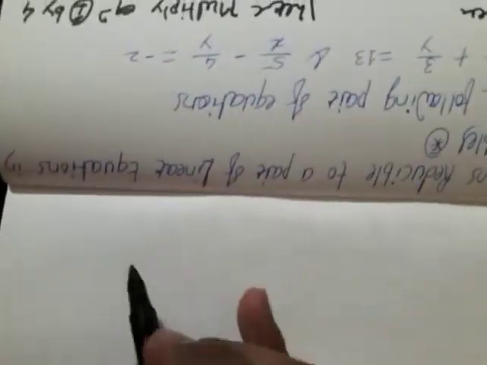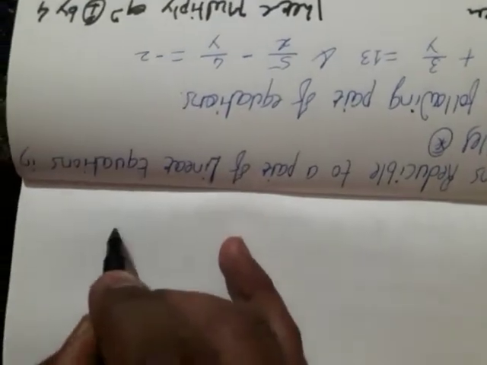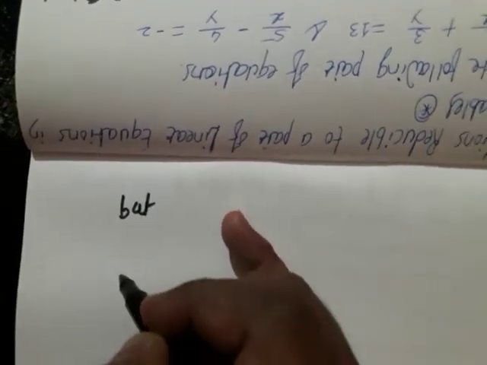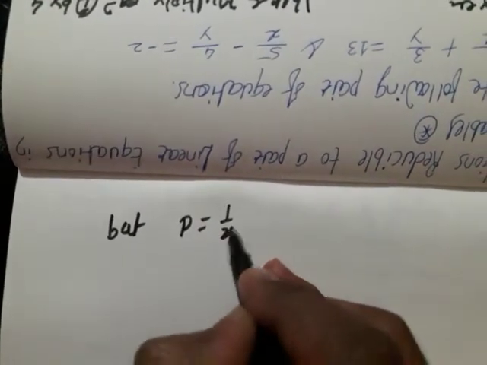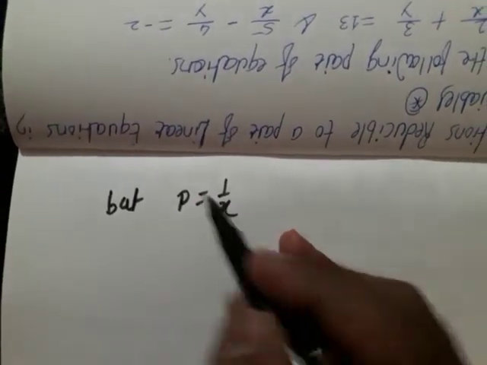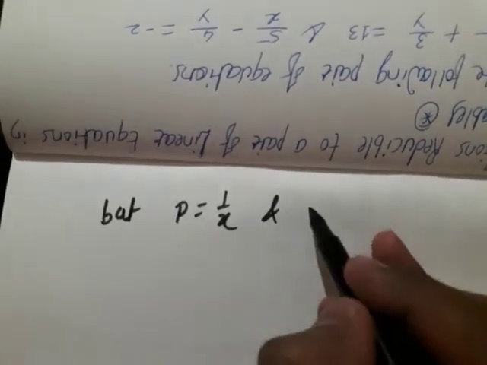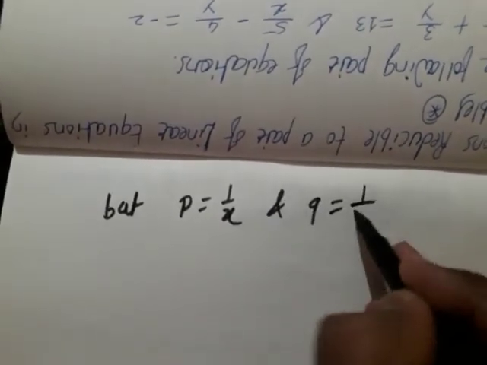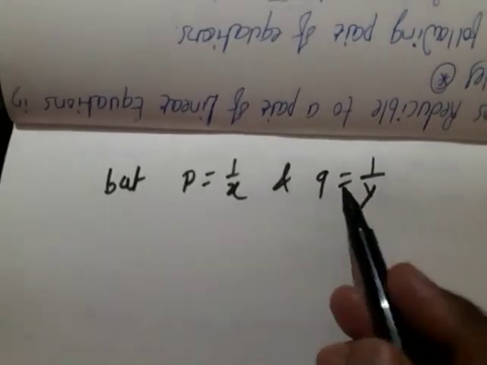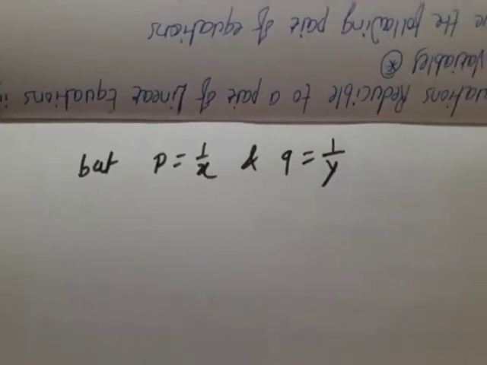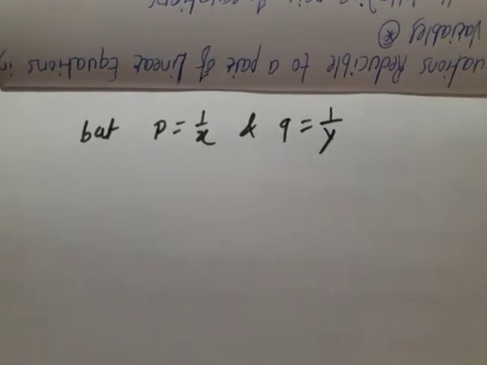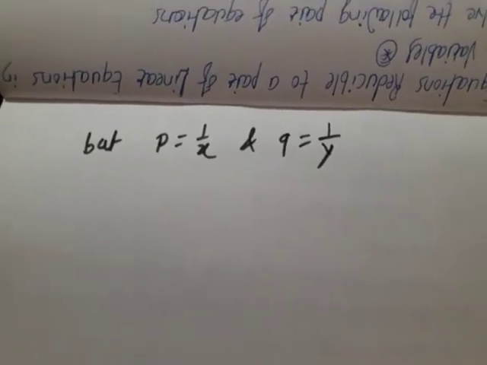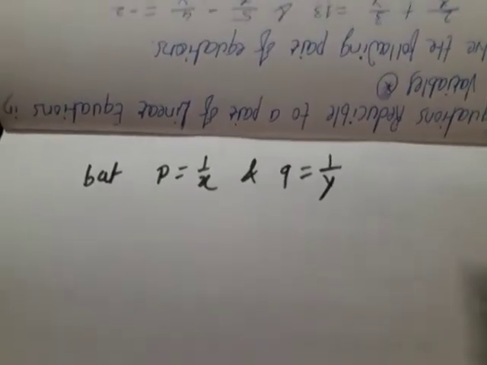Okay, so look here, but what, p is equal to 1 by x, what we have kept, p is equal to 1 by x and q is equal to 1 by y, we had put it like this. Are you understanding? I will explain that again in the notes also. But p is equal to 1 by x and q is equal to 1 by y. Now we will put here values of p and q.